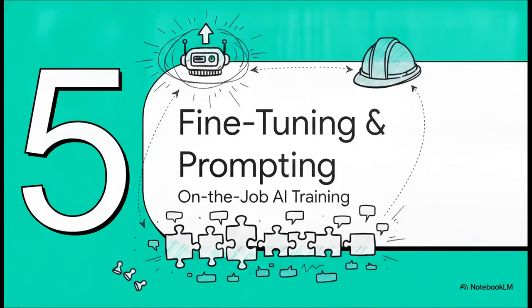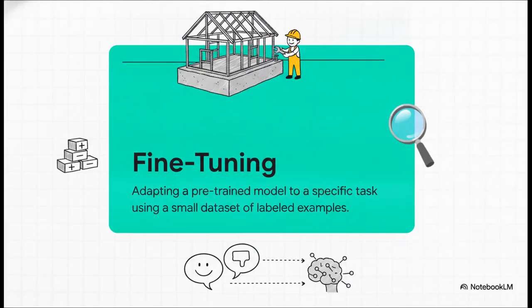Once that foundation is fully poured, it's time for Section 5, fine-tuning and prompting, the on-the-job training. Let's go right back to our construction analogy for a second. Fine-tuning is exactly like building a specific house on top of our concrete foundation. Our AI already knows English, it knows logic, it knows facts. Now we just slightly adjust its neural weights using a small dataset of labeled examples so it becomes a total expert at a specific job.